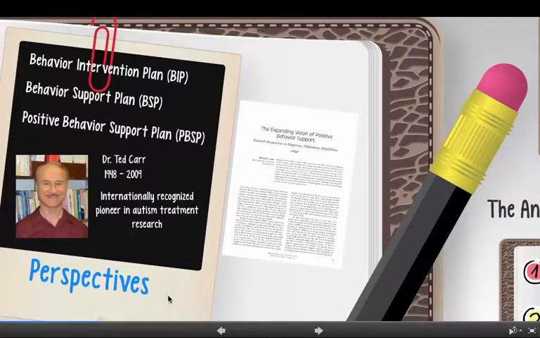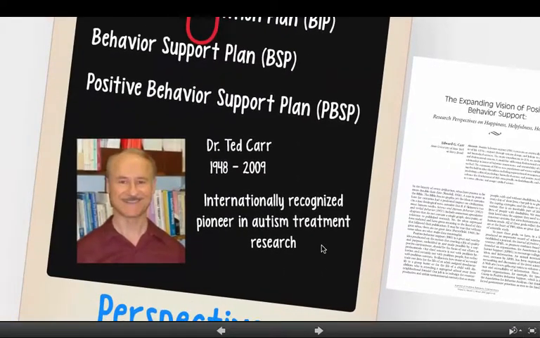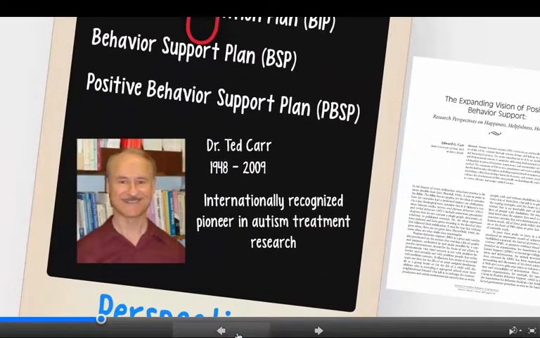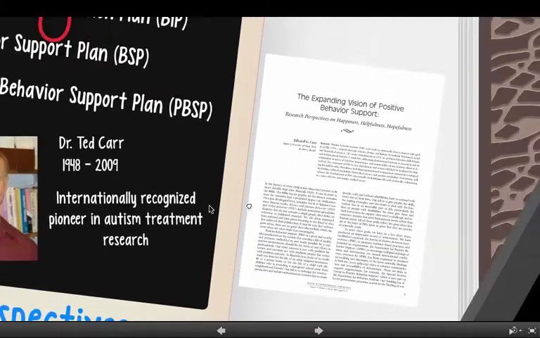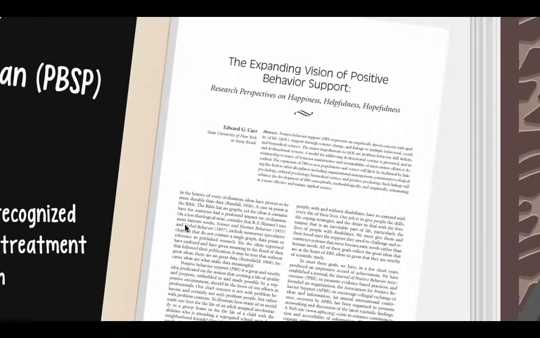I'd like to introduce you to Dr. Ted Carr. His picture is right here. Dr. Ted Carr was an internationally recognized pioneer in autism treatment research, and unfortunately he died in 2009. But he's somebody that I knew, somebody that I have enormous respect for, and he made a number of incredible contributions to the field, one of which is this paper entitled The Expanding Vision of Positive Behavior Support.